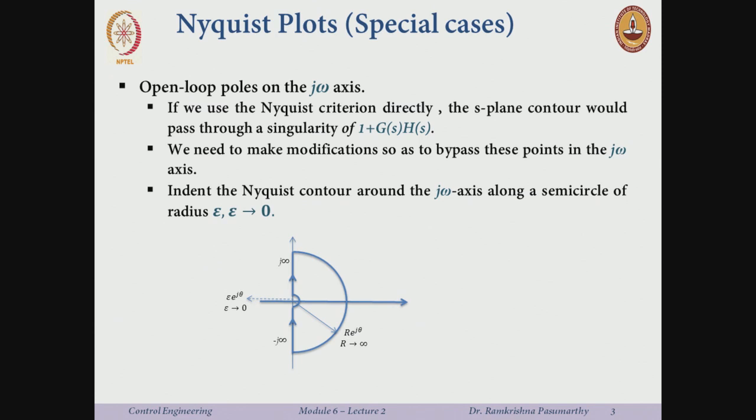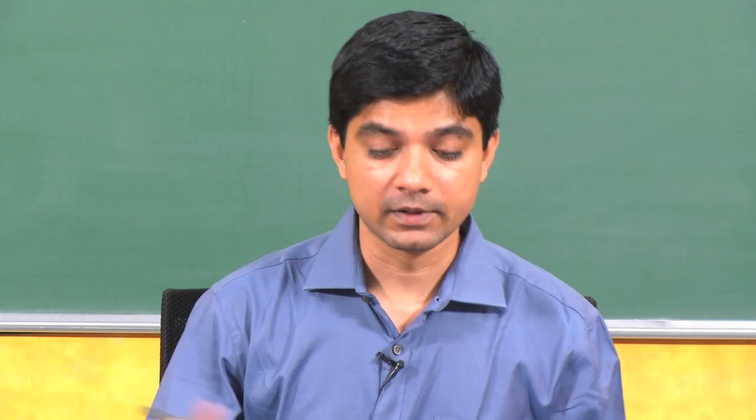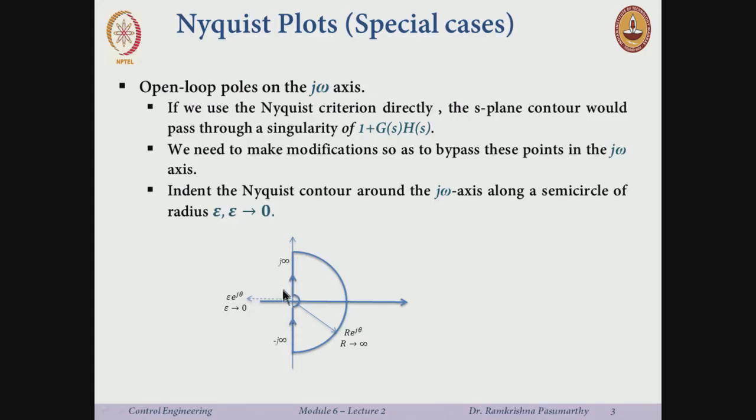When we defined the conformal maps from the S plane to the GS plane, we said that this map should not pass through any singular points or any poles. That is mostly possible, but sometimes there might be a pole on the imaginary axis. For simplicity, let's start with a pole at the origin. The question is how we handle these conformal maps, or the Nyquist contour, when the open loop poles are on the j omega axis. If we use the Nyquist criterion directly, the S plane contour would pass through a singular point of 1 plus GSH, and this would just blow up.